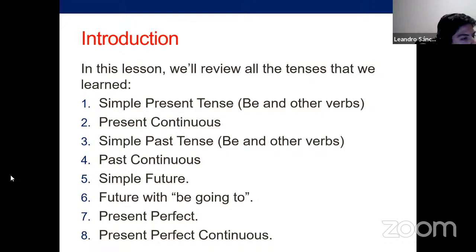Okay. Simple present tense, be and other verbs. Present continuous, simple past tense, be and other verbs. Past continuous, simple future, future with be going to, present perfect, and present perfect continuous. Great. Thank you very much. Now, at the end, we're going to write 8 examples. Okay, 8, but it's going to be at the end so that you remember what we're going to do now. But first, we're just going to practice by speaking and explaining.